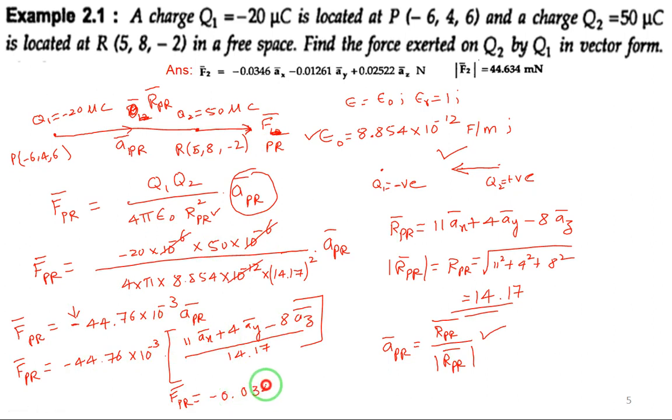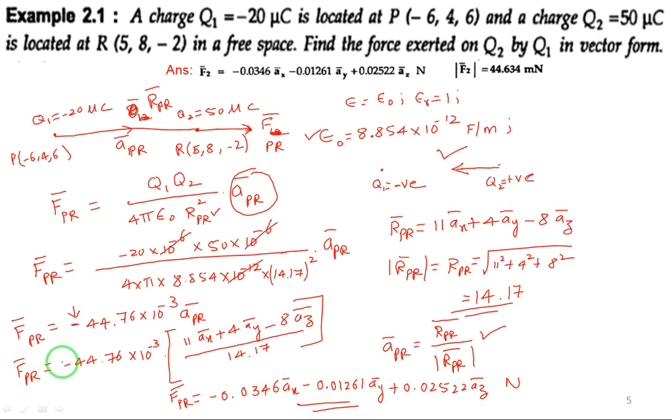0.001 0346 AX I will get. After multiplying and simplifying we will get this minus 0.01261 AY plus 0.02522 AZ newtons. So this is the answer you are going to get after multiplying, in newtons.